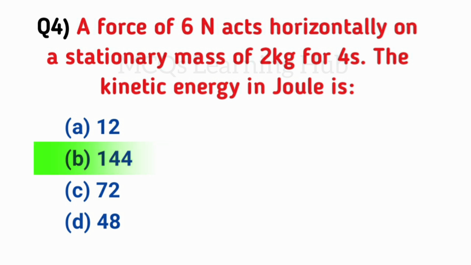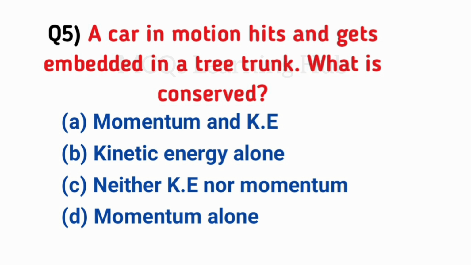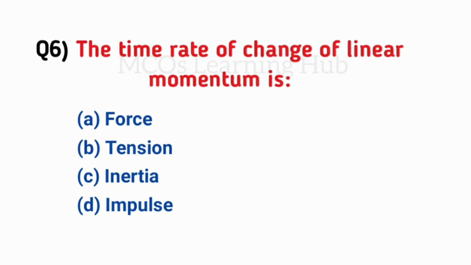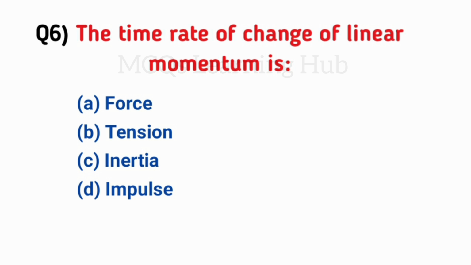Option B is correct. A car in motion hits and gets embedded in a tree trunk. What is conserved? Option D is correct. The time rate of change of linear momentum is.